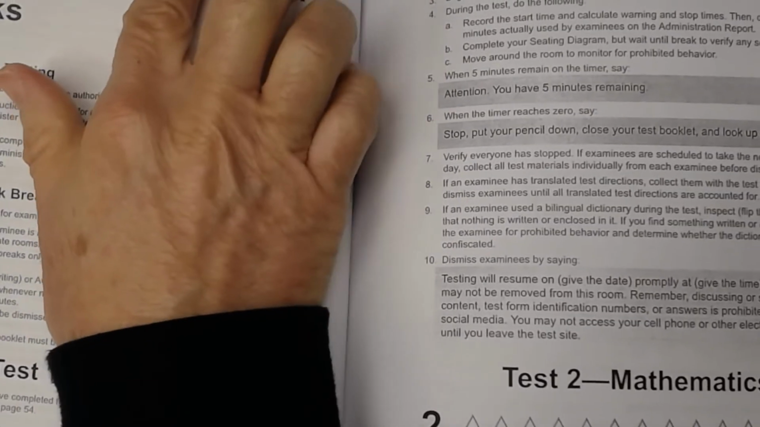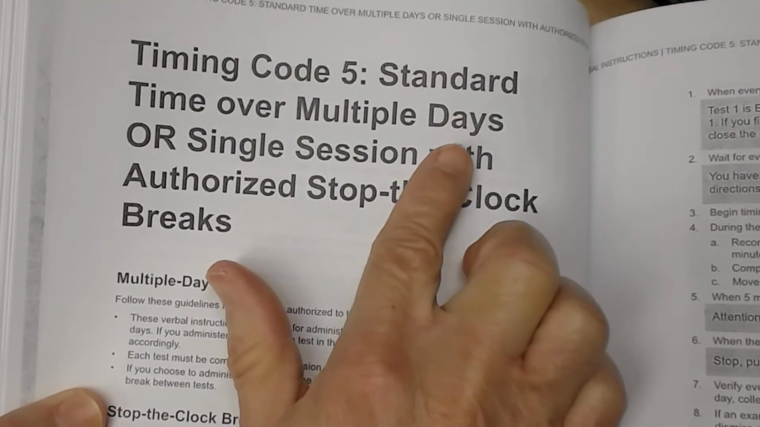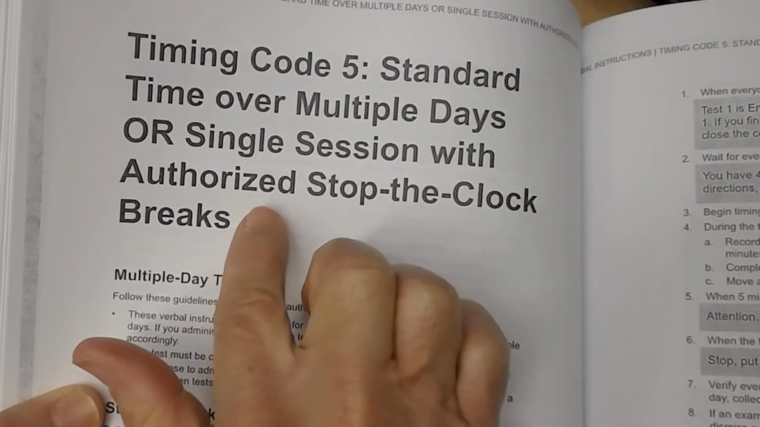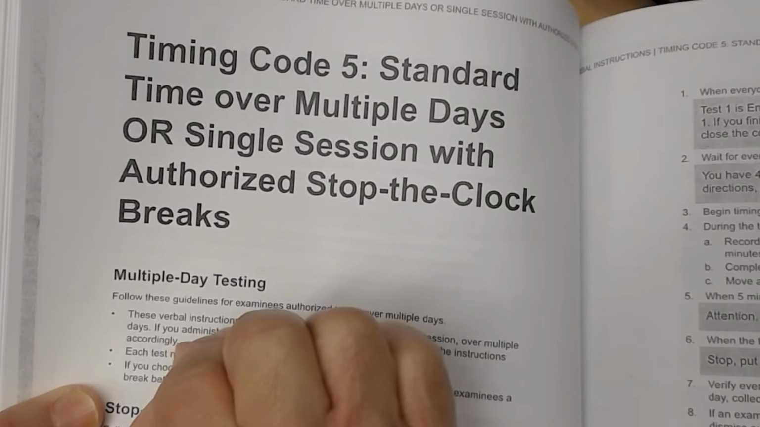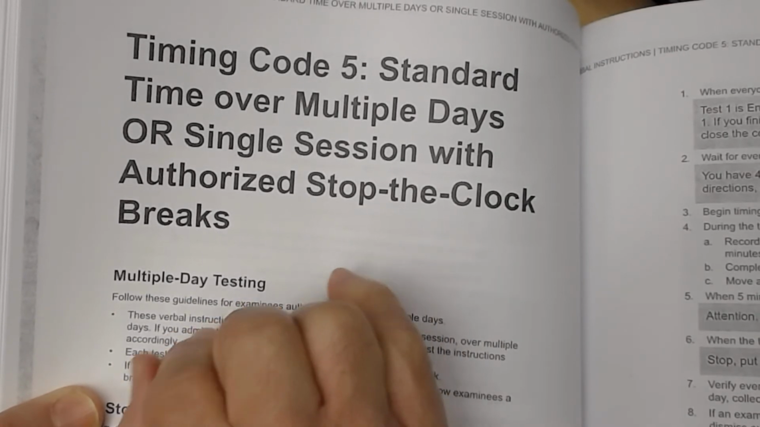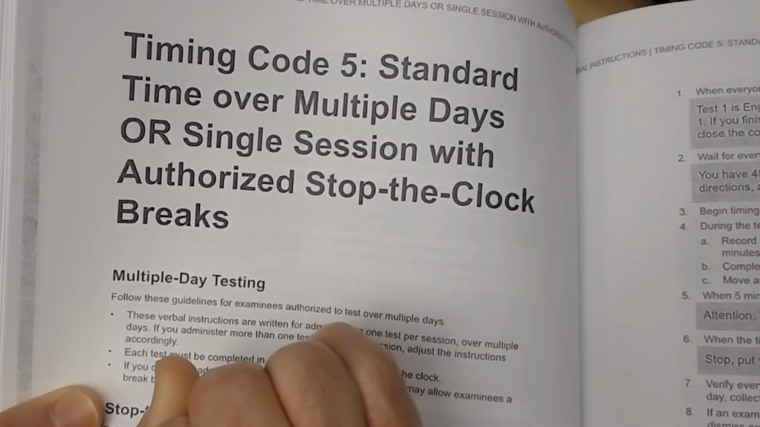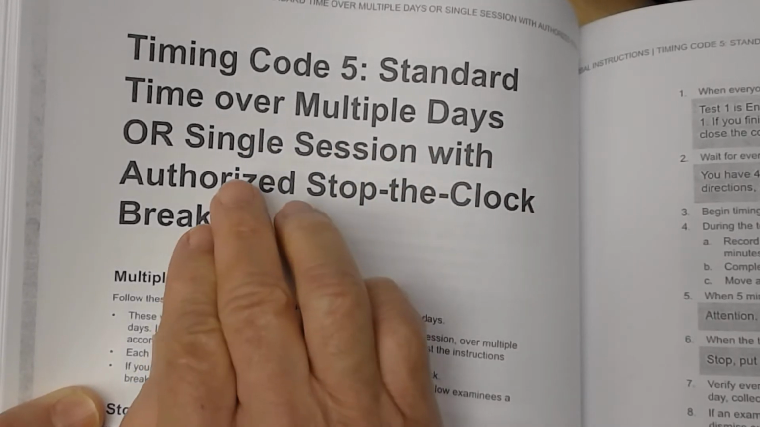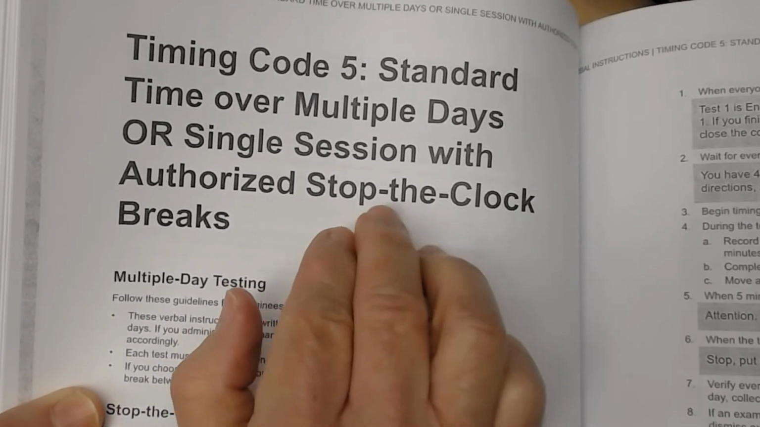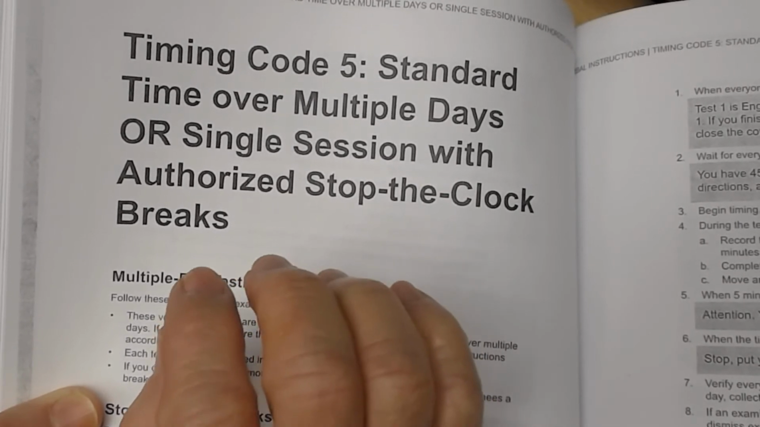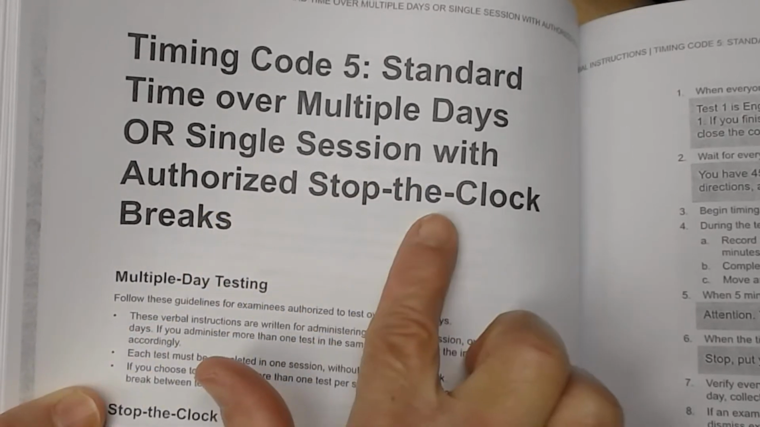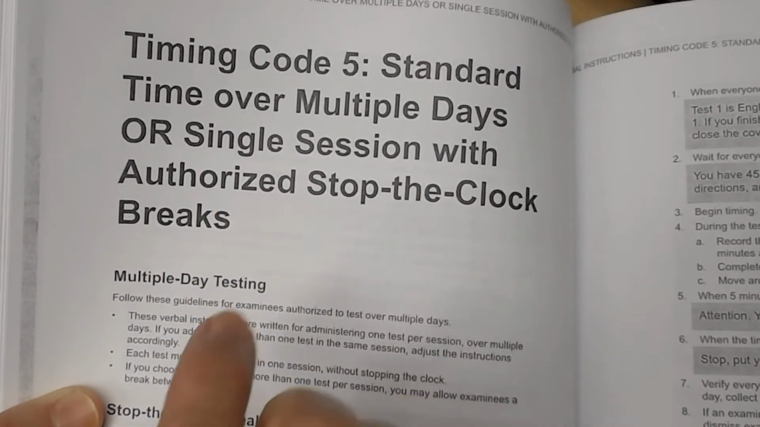Timing code 5 is standard time over multiple days, or single session with authorized stop the clock breaks. So standard time over multiple days, that's timing code 5, or single session with authorized stop the clock breaks. If you have a situation where your student is single session with authorized stop the clock breaks, here's what that means.